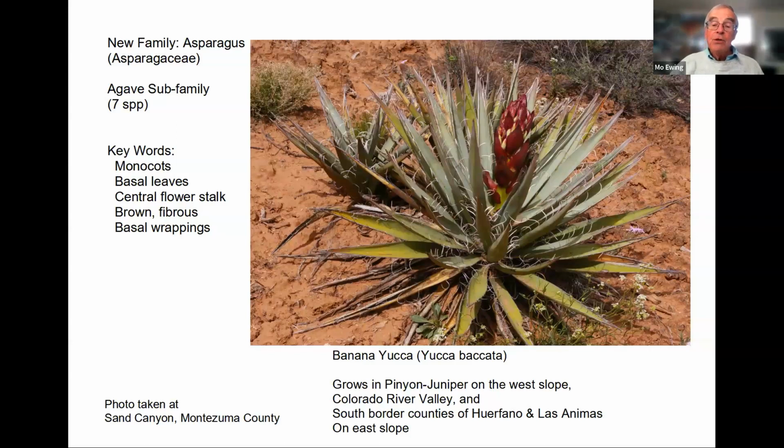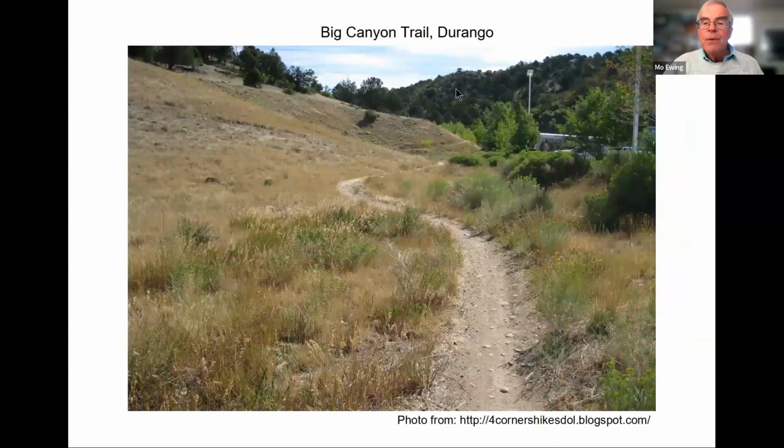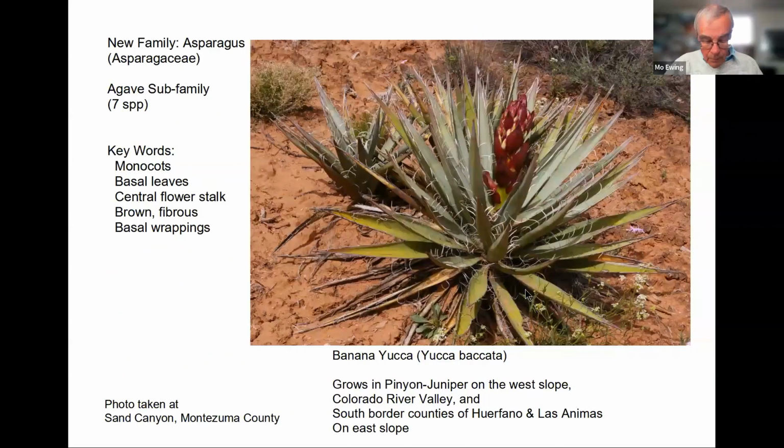This grows in pinyon juniper on the west slope, which is perfect for that, because that's where the trail is. You could see the juniper trees up in here, pinyons and the junipers. Okay, so that's just to give you a little taste. I couldn't find a good trail to suggest in Grand Junction, but I'm sure that there's something there.